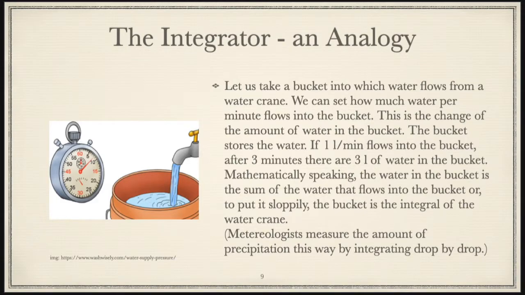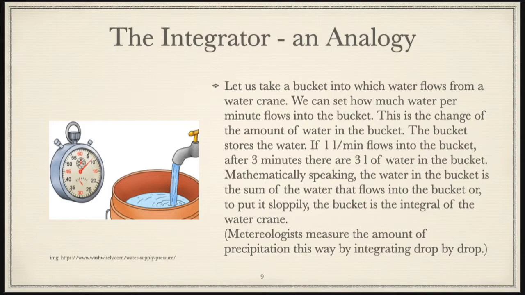The integrator. Let us take a bucket into which water flows from a water crane. We can set how much water per minute flows into the bucket. This is the change of the amount of water in the bucket. The bucket stores the water. If 1 liter per minute flows into the bucket, after 3 minutes there are 3 liters of water in the bucket. Mathematically speaking, the water in the bucket is the sum of the water that flows into the bucket. Or to put it sloppily, the bucket is the integral of the water crane.